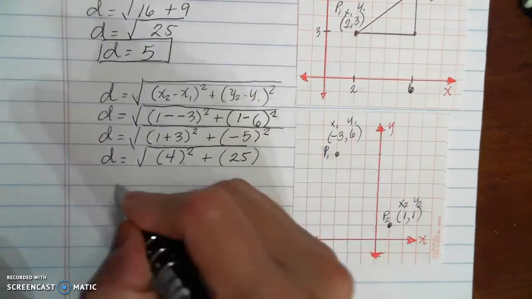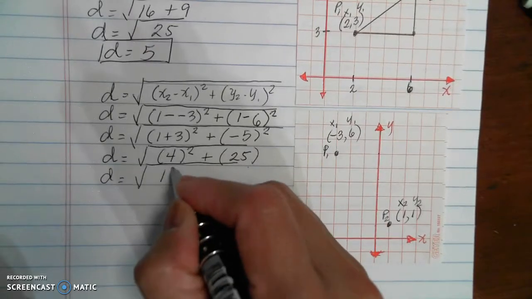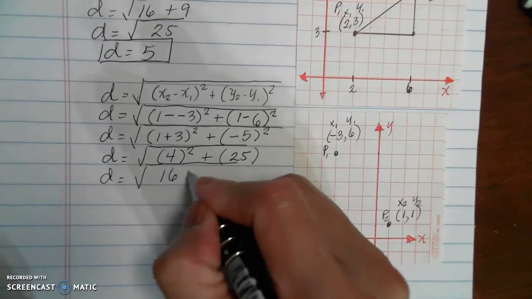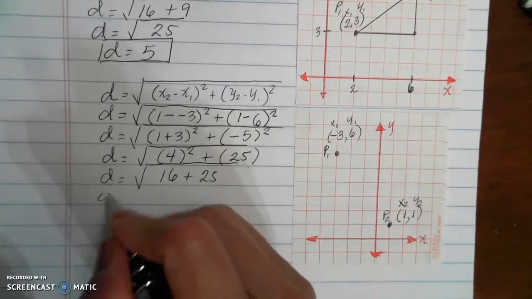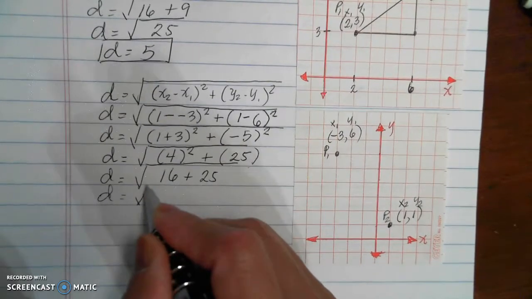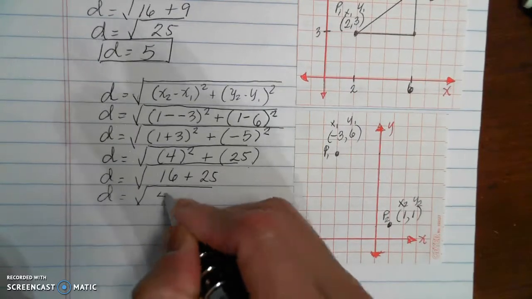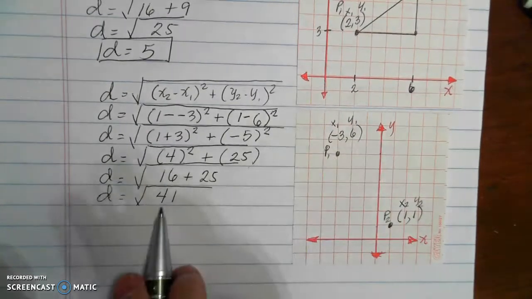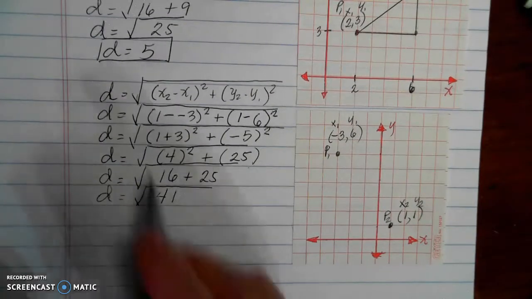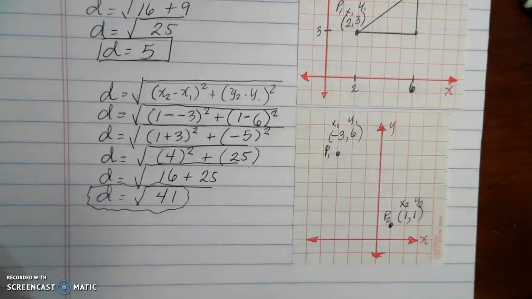Here I need to keep on going. So that becomes 16 plus 25, which my distance is going to become the square root of 41, and that cannot be simplified anymore. That is it. That is prime. So the distance is square root of 41.